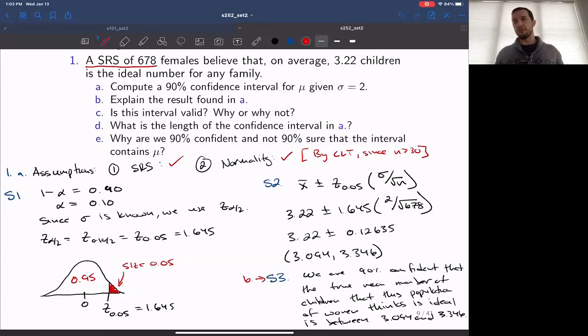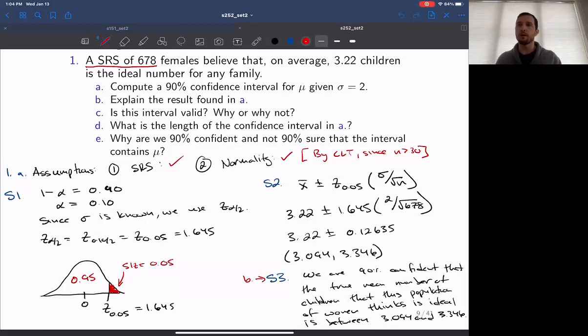The first thing we have to do before we start our construction of the interval is check the assumptions. The first assumption is that a simple random sample was collected. We are told in the exercise that we have an SRS, so this is an easy assumption to verify. The second assumption is that we can assume that the population is normal, or we can assume that X bar is normal. We have no information about the shape of the population.